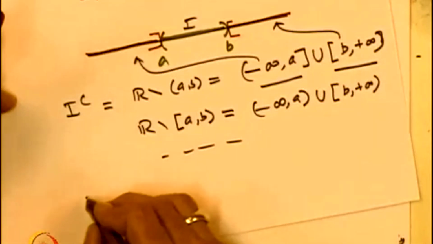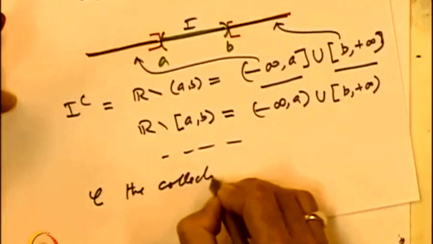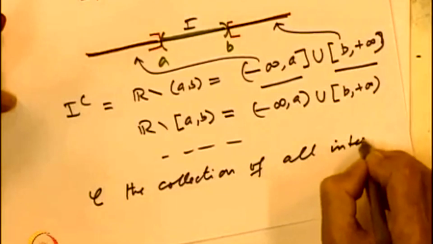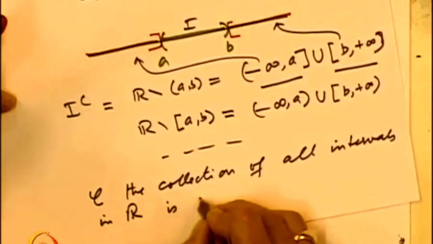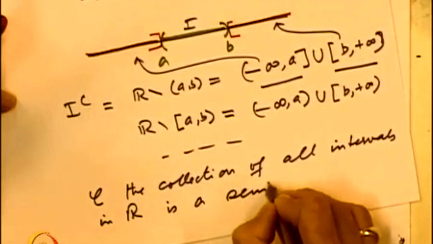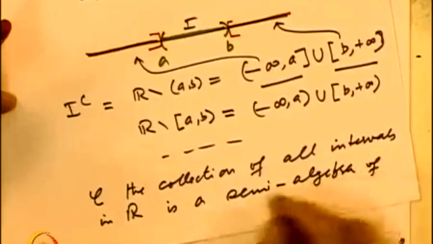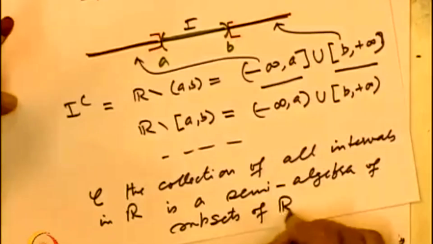So we have verified that C, the collection of all intervals in R, is a semi-algebra of subsets of the real line.